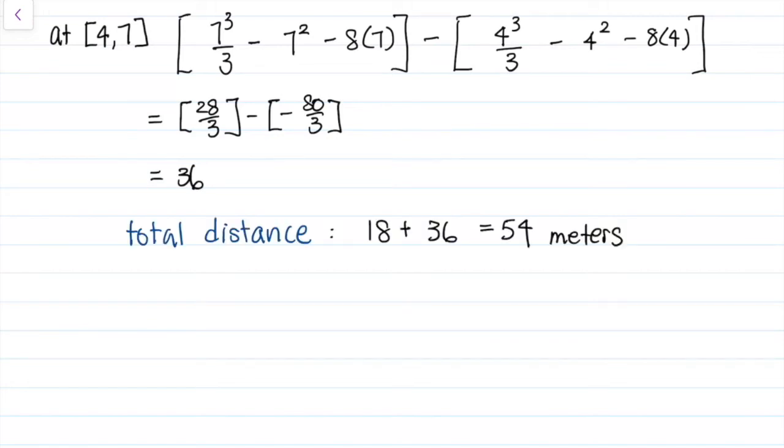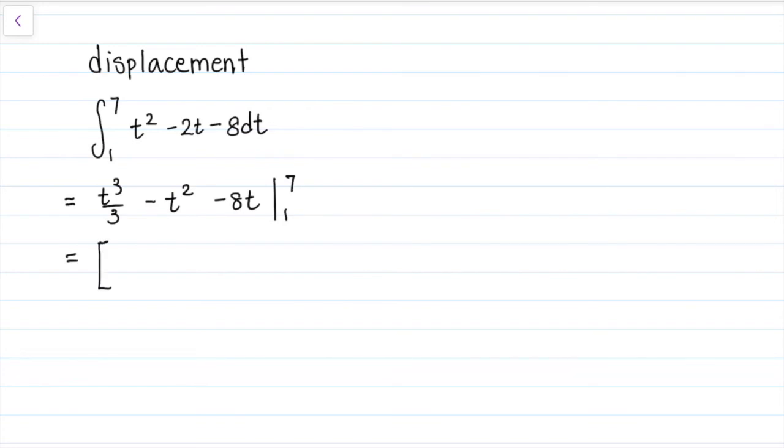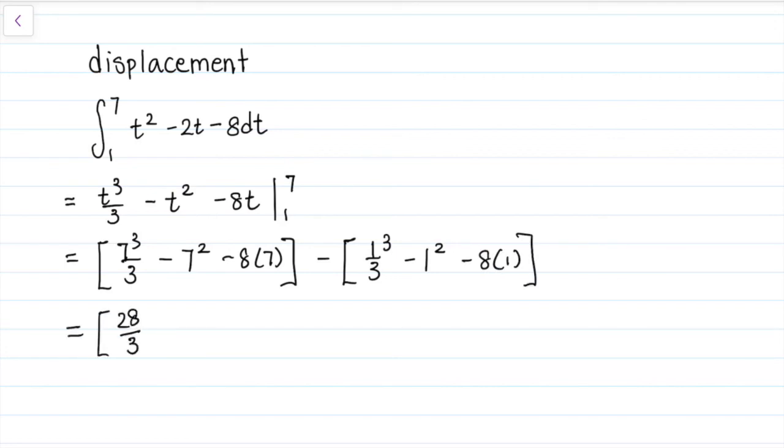And next we're going to look at displacement. We don't need to worry about the cyclist changing direction when we find her displacement. So we're going to just evaluate the integral from t equals 1 to t equals 7 to get the answer we want. We see that her displacement is 18 meters.